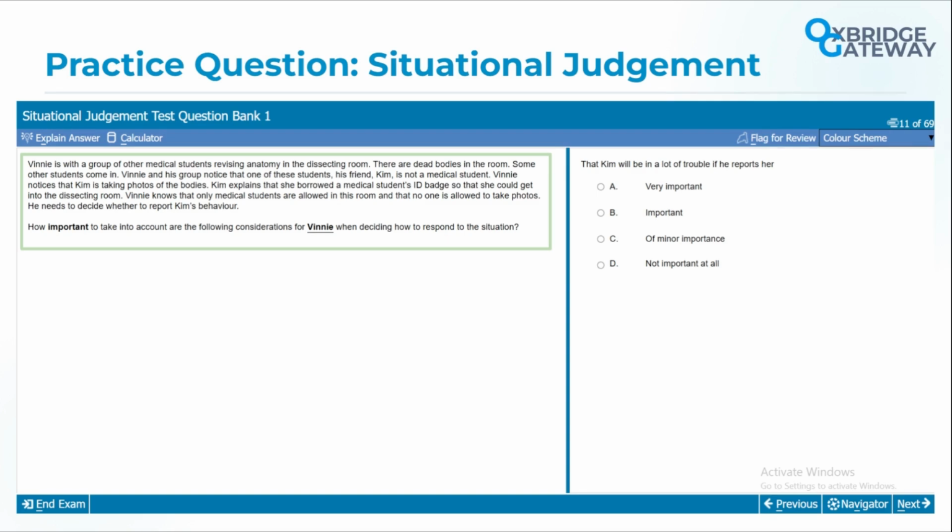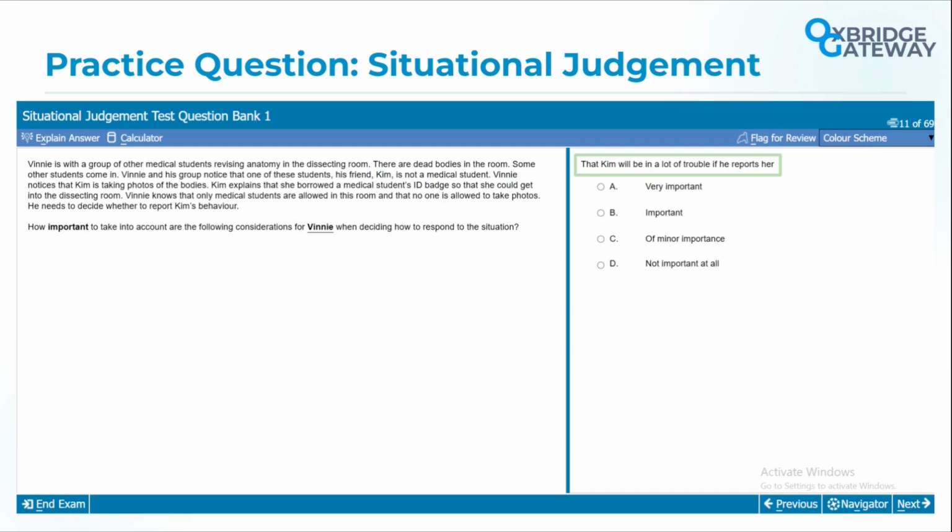And whilst these specific facts are not given to you, they should either be known already or assumed from your prior knowledge. We now need to determine what factors are important when deciding whether to report this or not. The first factor is that the student, Kim, will be in a lot of trouble if reported. On one hand, this will have serious consequences, with Kim potentially being removed from the university.